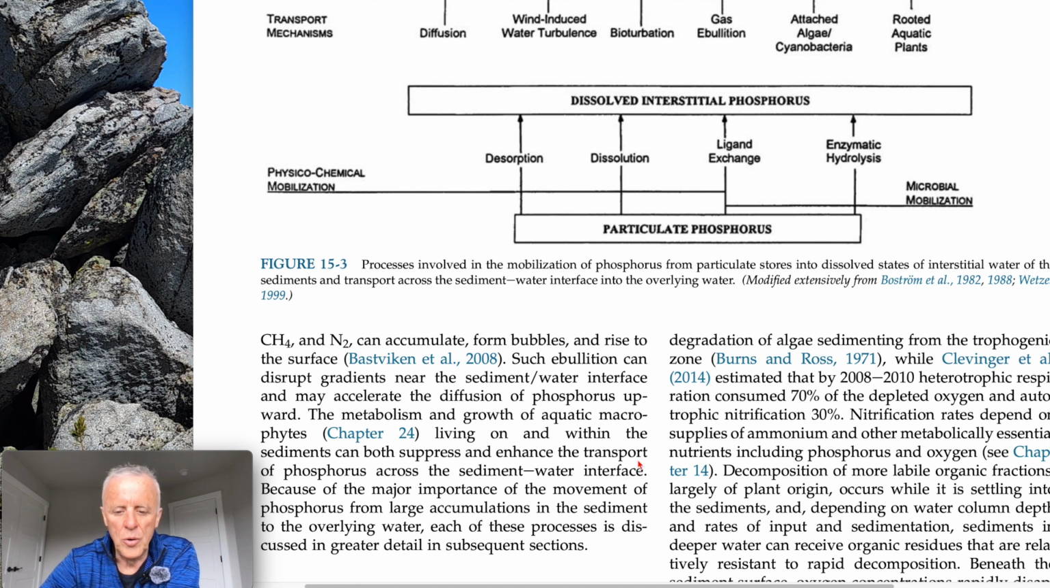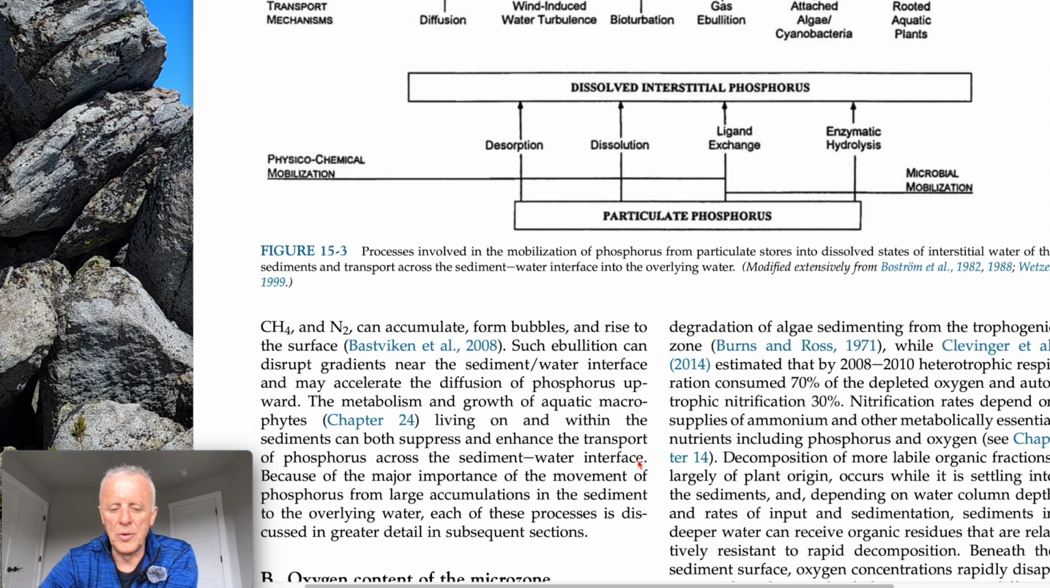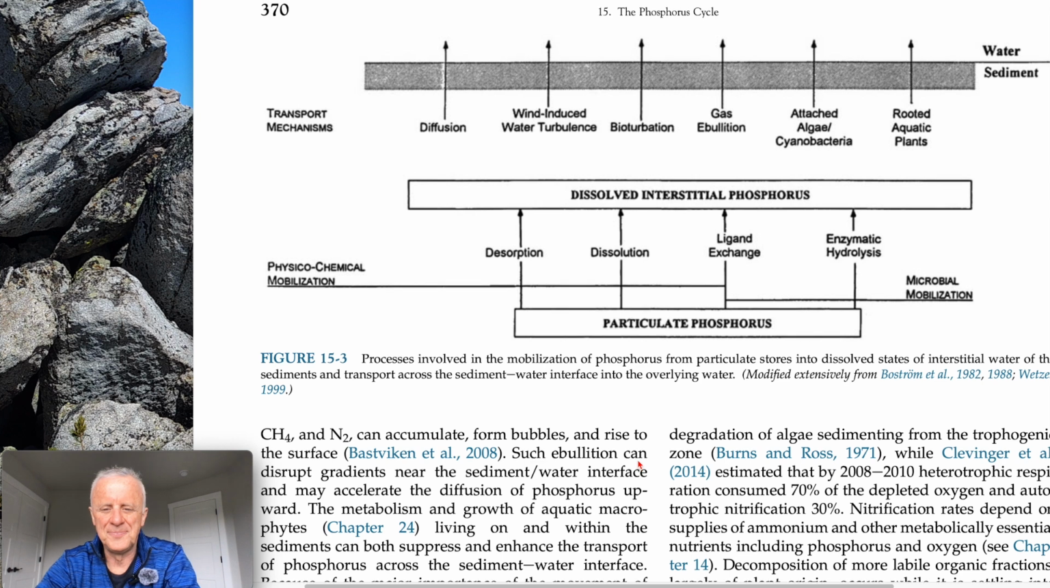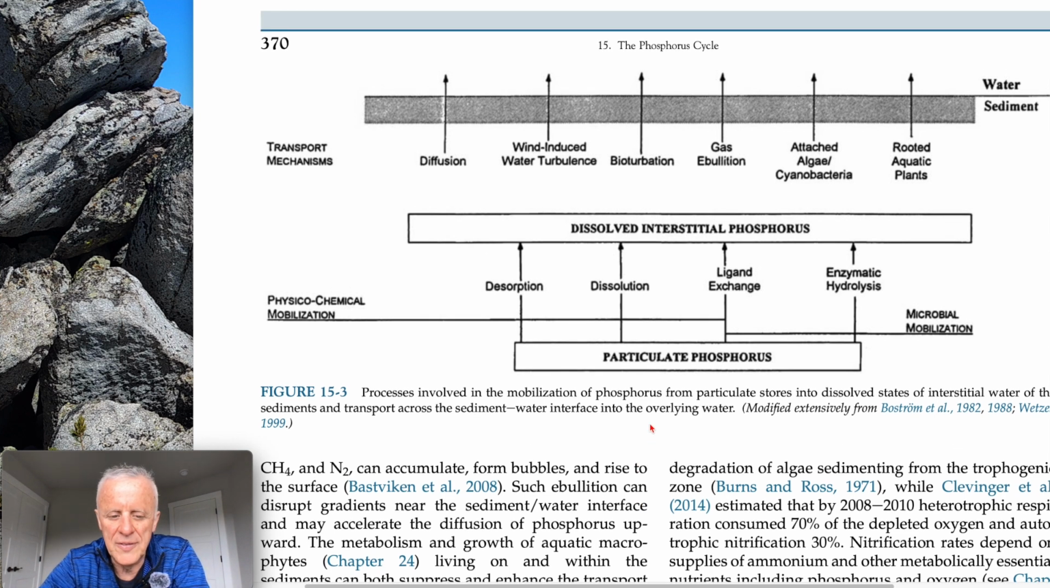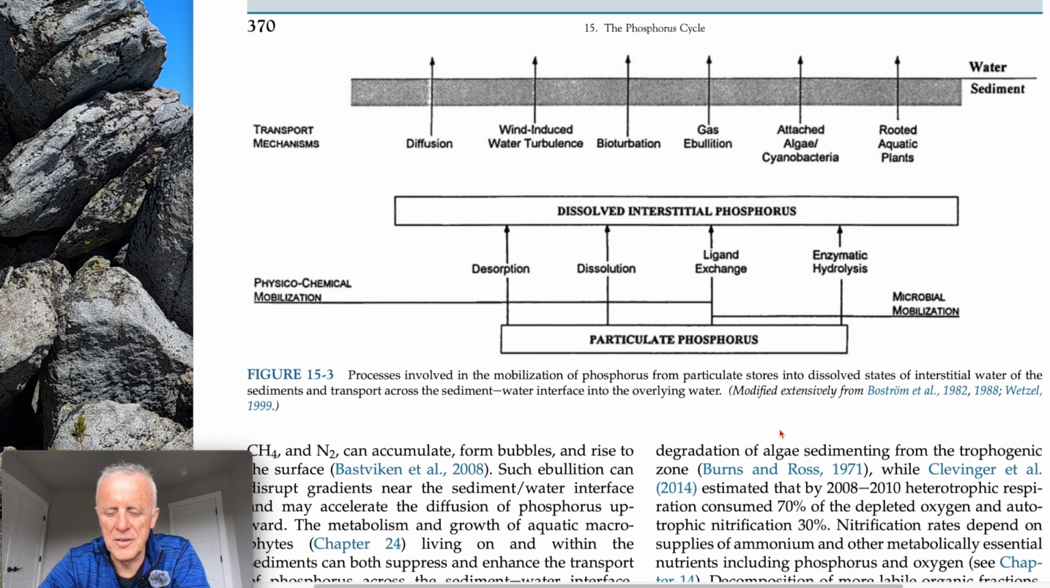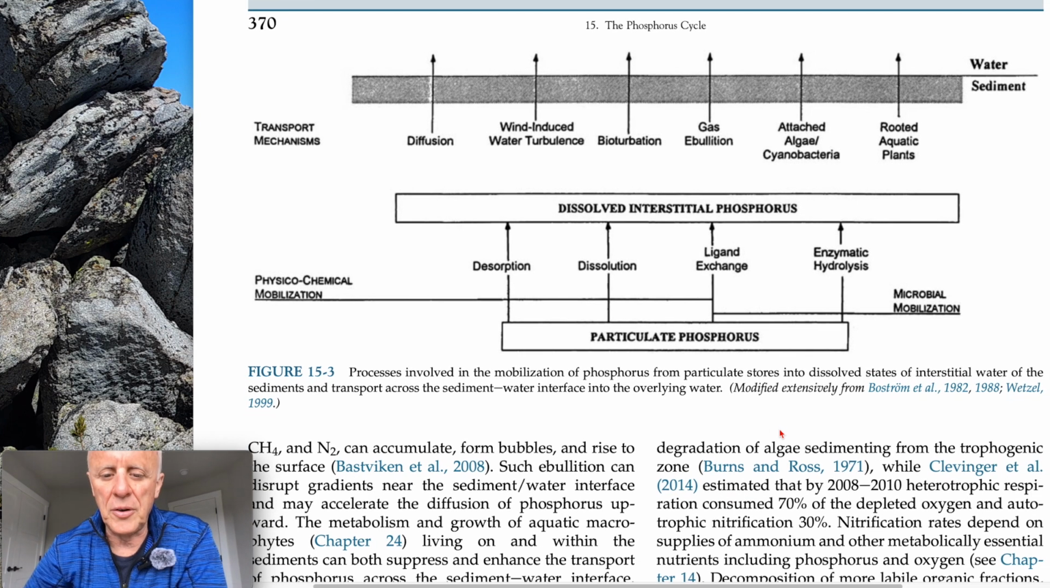The metabolism and growth of aquatic macrophytes living on and within the sediments can both suppress and enhance the transport of phosphorus across the sediment-water interface. Because of the major importance of the movement of phosphorus from large accumulations in the sediment to the overlying water, each of these processes is discussed in greater detail in subsequent sections. So let's look at figure 15-3 here. Processes involved in the mobilization of phosphorus from particulate stores into dissolved states of interstitial water of sediments and transport across the sediment-water interface into the overlying water.